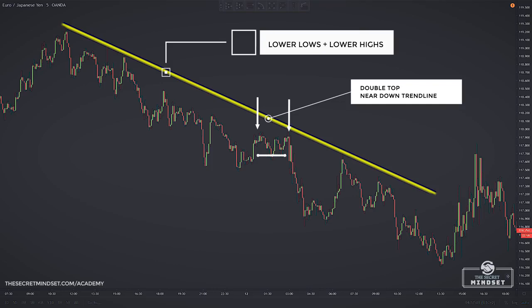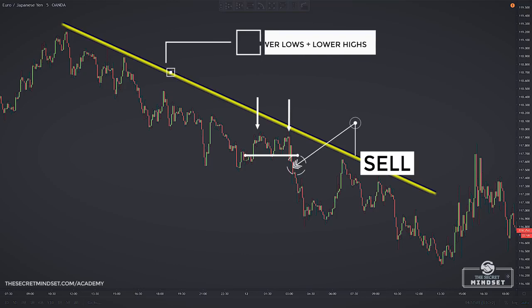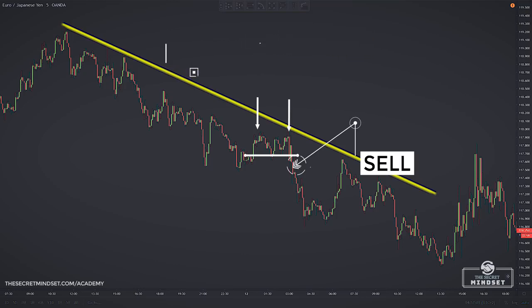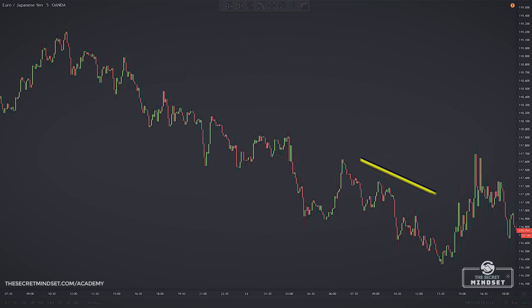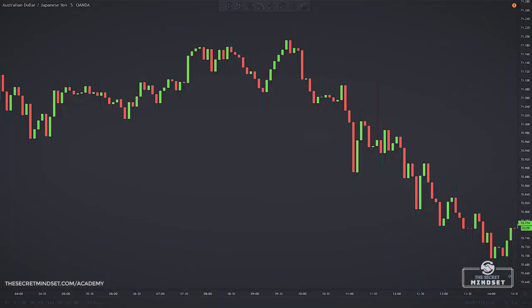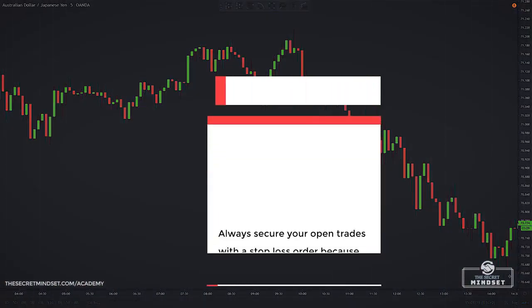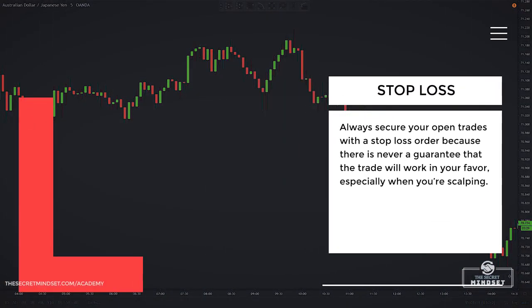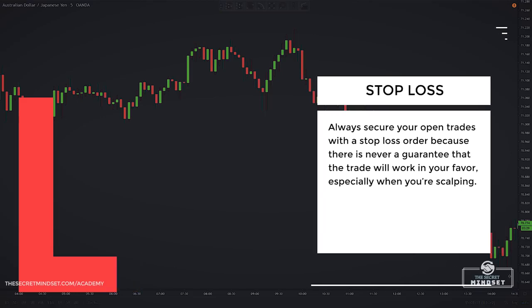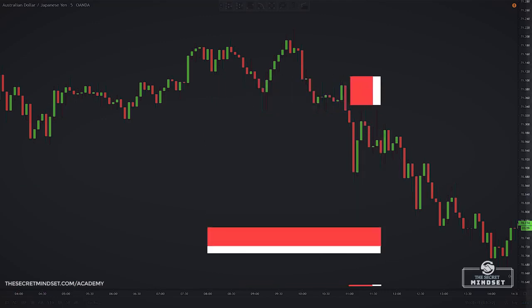We plot the neckline on the bottom between the two tops of the pattern, and you go short when you identify the breakout and the price retests the neckline. Needless to say, you should always secure your open trades with a stop-loss order, because there is never a guarantee that the trade will work in your favor, especially when you're scalping.